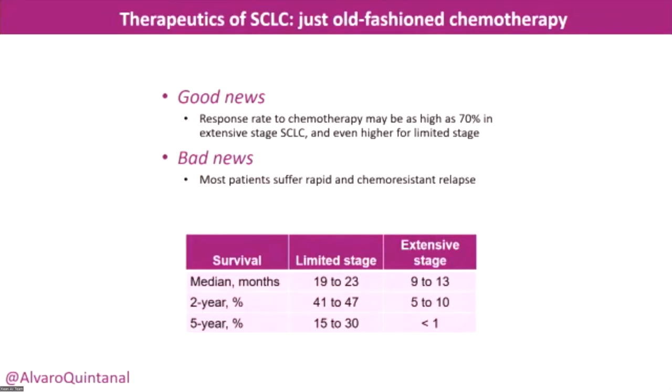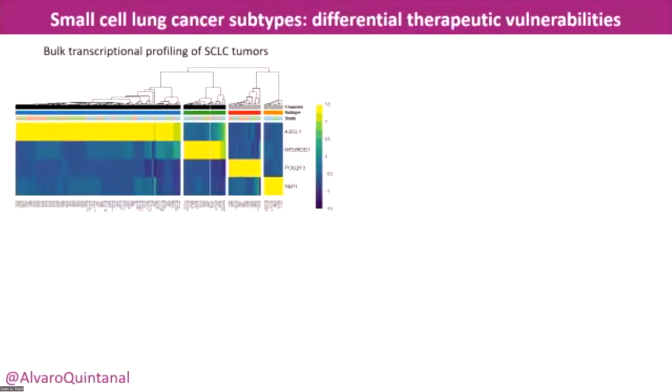Even though most of the patients respond pretty well, they will rapidly develop resistance. This is a problem because in the end, that leads to really low survival percentages for these cases. You can see that for extensive stage disease, which is most of the small cell cases, the 5-year survival is below 1%. We have recently defined different molecular subtypes of small cell lung cancer by performing molecular characterizations on small cell lung cancer clinical samples.